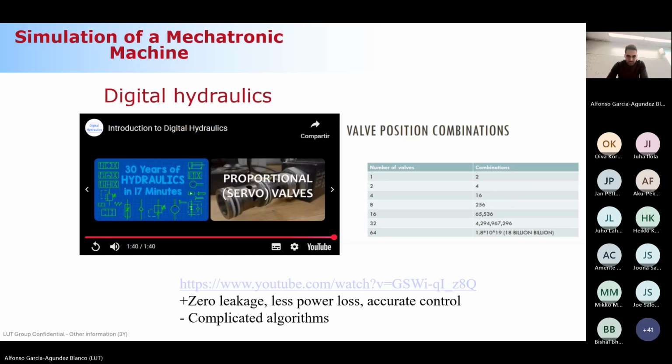Okay. So as a summary, in digital hydraulics, what you have is a set of on-off valves, binary positions that can be combined, and as main advantages, the reduction in the leakage, less power loss, and an accurate control, and as a drawback, or inconvenience, more complex algorithms. I'm sorry, you do need to employ complicated algorithms.